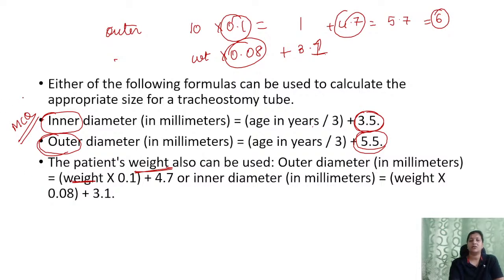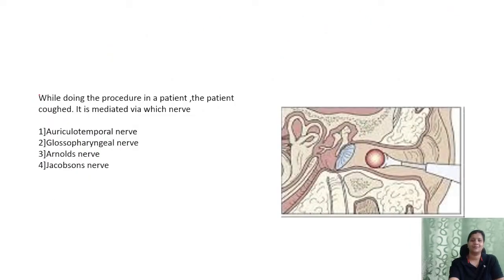But the common question that they will ask you is on the basis of age. Age by 3 plus 3.5 for inner diameter. Age by 3 plus 5.5 for outer diameter. Okay, so this is a common repeat question which has occurred multiple times even in recent examinations.